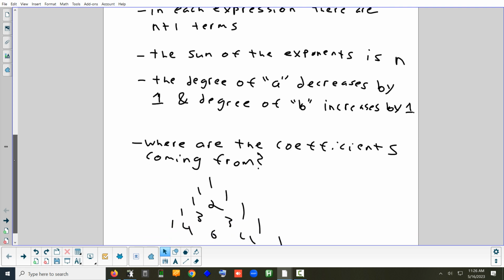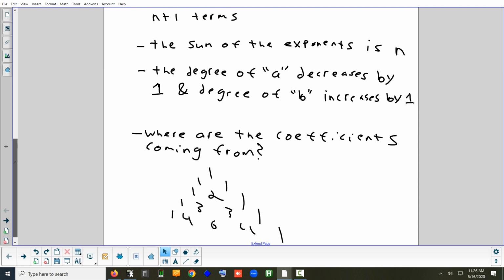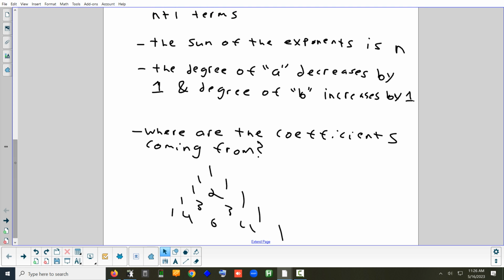So the coefficients are coming from Pascal's triangle. Is there an easier way to find what the coefficients are? Because once it's a very high exponent, you're not going to want to write out everything. Yep, I could tell you. There's a way to do it.